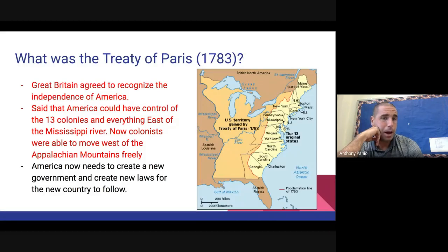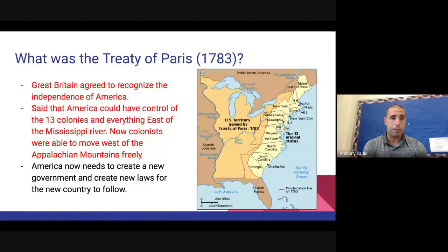It was signed in Paris, France, between America and Britain, and what they decided was that Great Britain finally agreed to recognize the independence of America. So what does that mean? When we signed the Declaration of Independence on July 4th, 1776, really July 2nd, but July 4th, 1776, we decided in our minds we are independent, okay? But according to Great Britain, they didn't recognize our independence.